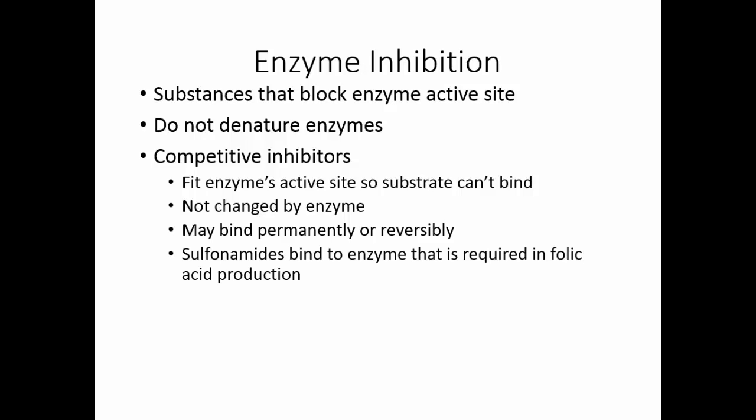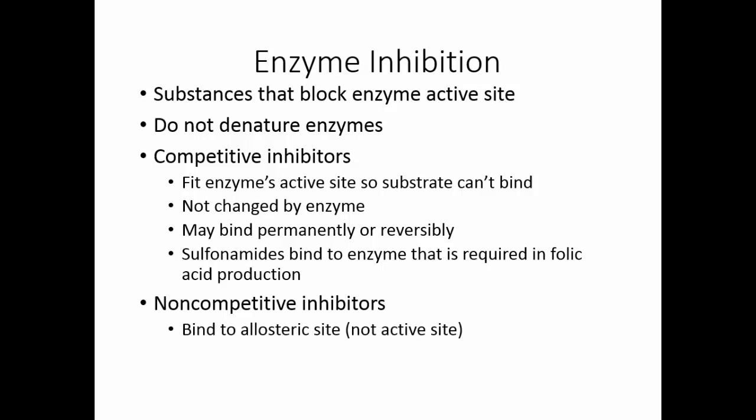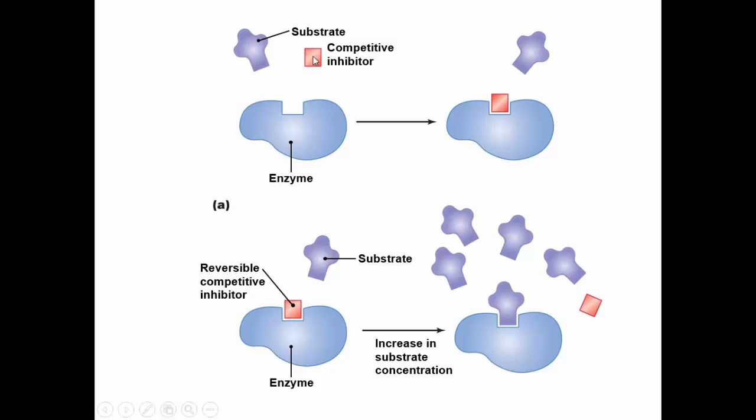Sulfonamides are a type of drug that show irreversible competitive inhibition. Sulfonamides will bind to an enzyme that's required in the folic acid production pathway. Since organisms need folic acid to survive, if we shut down this pathway, the organism will die. Non-competitive inhibitors bind to a site that's not the active site. This site is known as an allosteric site. When the non-competitive inhibitor binds, it alters the shape of the active site, so the active site will no longer fit the substrate.